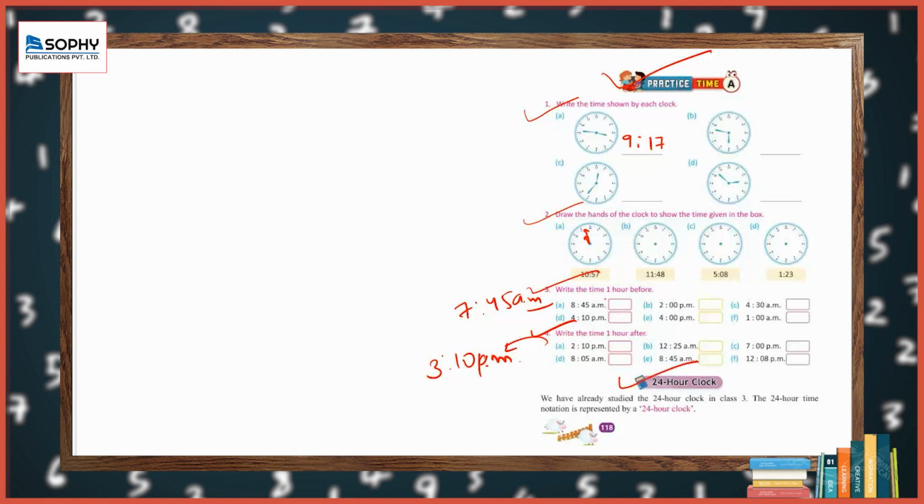Now next is our 24-hour clock. We have already started the 24-hour clock in class 3. The 24-hour time notation is represented by the 24-hour clock.